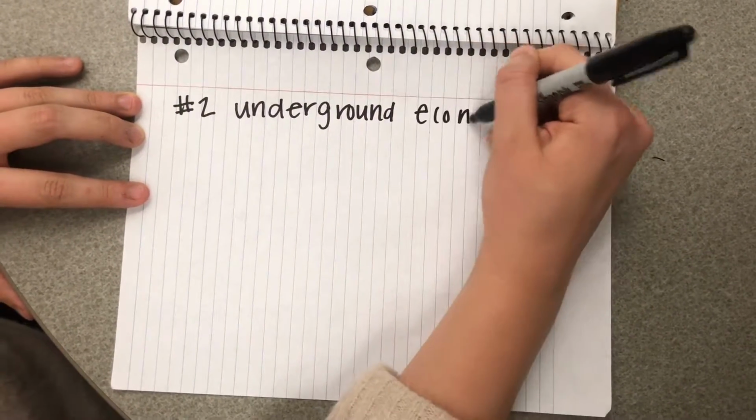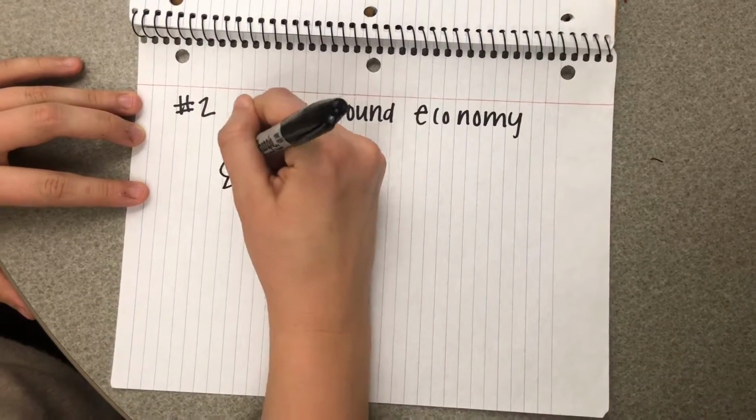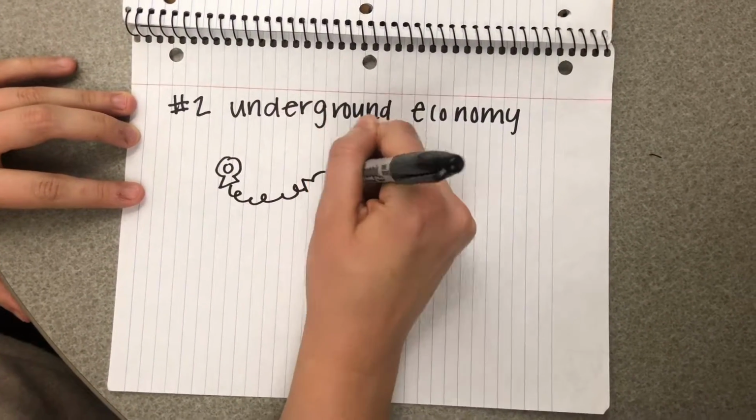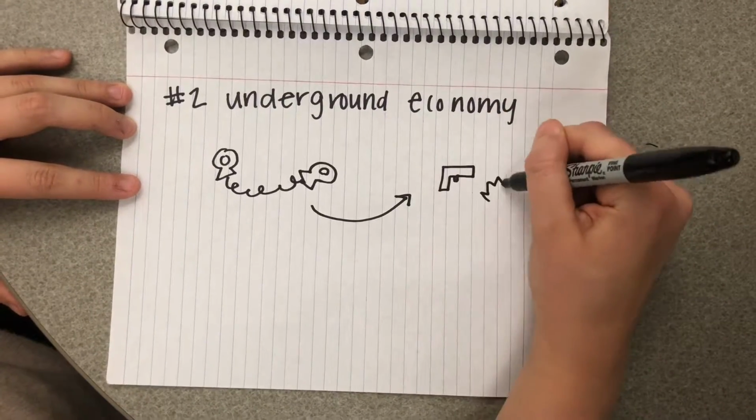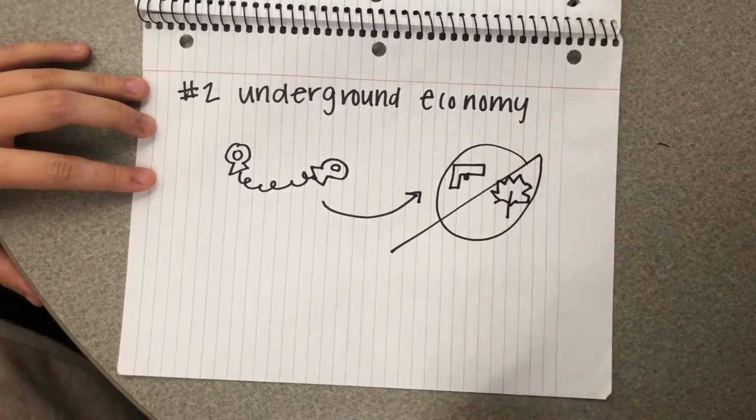The second thing that we cannot count in GDP is underground economy. Typically, this refers to anything that is illegal. So any underground trades of drugs or illegal guns, we can't track, so they won't be counted in the GDP.